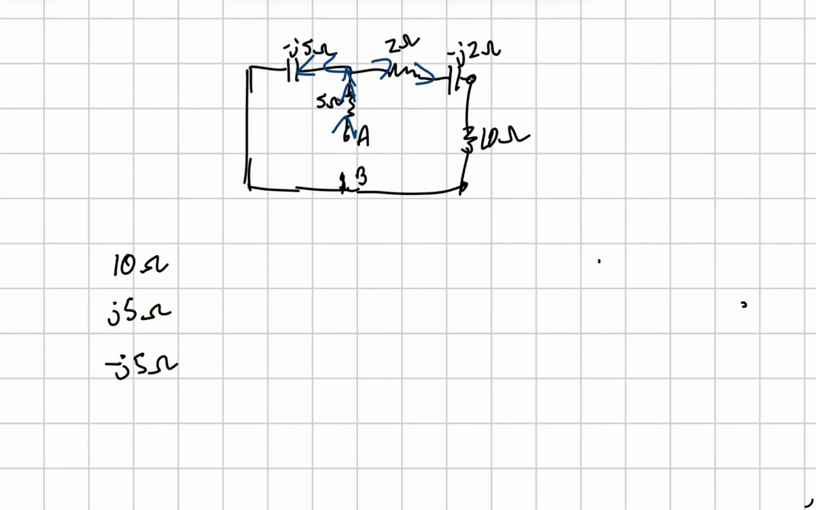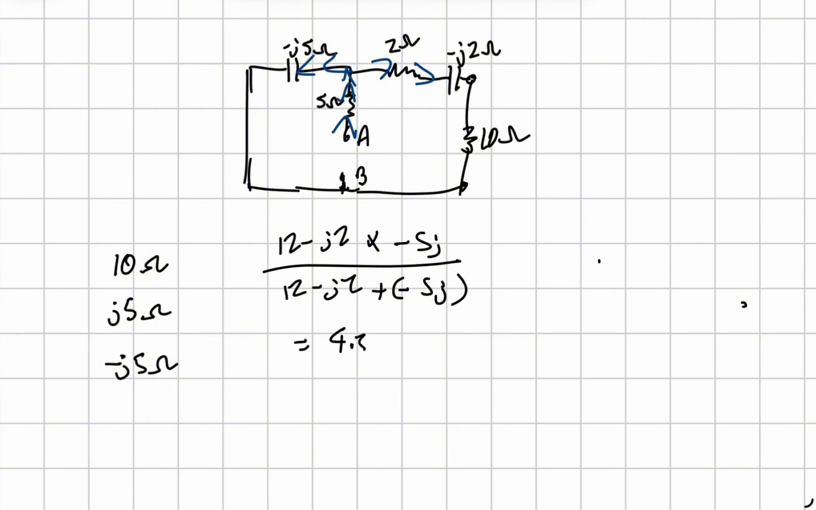So just do it as 12 minus J2 times minus 5j over 12 minus J2 plus minus 5j. Sorry, I've mixed all the j's, but it still works. And then that would be 4.38 at minus 69.2 if you put it in the calculator, and then you'd add your 5 because that's in series with those resistors.